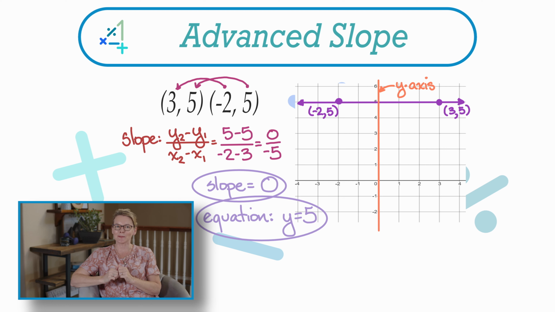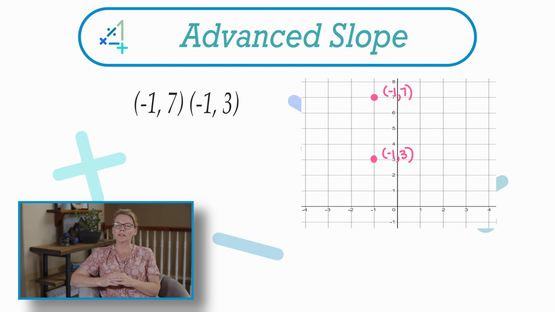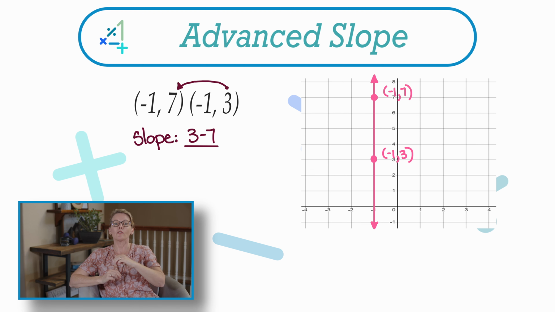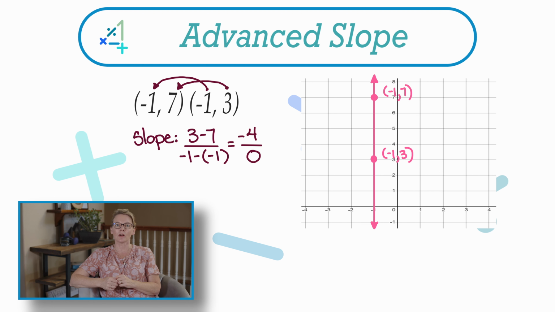Very, very nice. We can't forget about vertical lines. I can show (-1, 7) and (-1, 3). Connecting, we get a straight up and down line. Let's check out the interesting slope of this one. 3 minus 7 over -1 minus -1 equals -4 over 0.